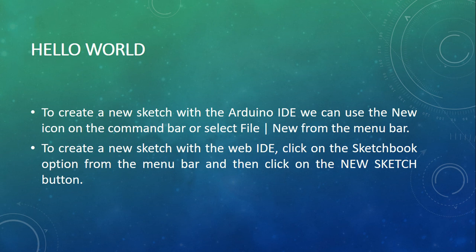So, to create a new sketch with the Arduino IDE, we can use the new icon on the command bar or select File, then New from the menu bar. To create a new sketch with the Web IDE or Web Editor, click on the Sketchbook option from the menu bar and then click on the New Sketch button.